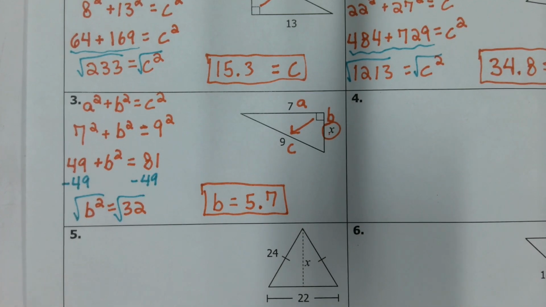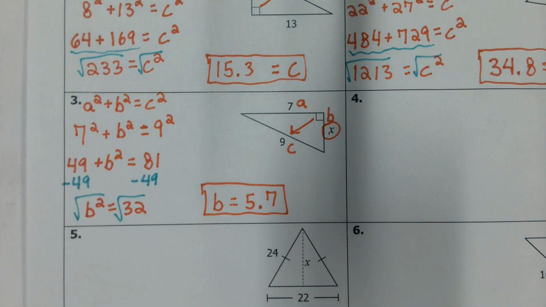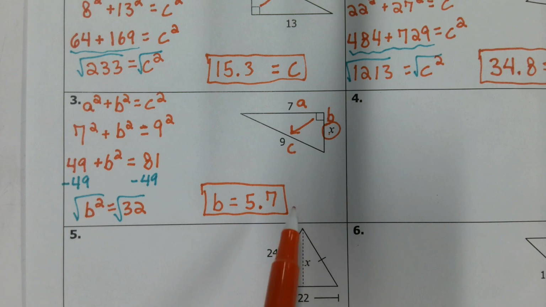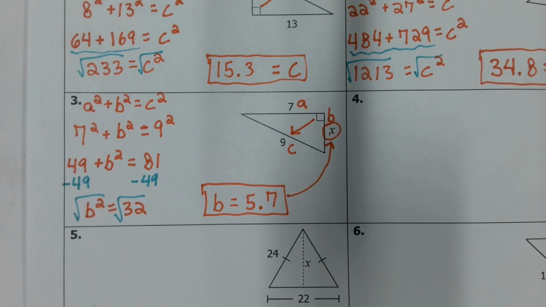And again, here we were finding the leg. So I know this needs to be smaller than 9, and 5.7 is indeed smaller than 9. So that missing leg here has to be 5.7, approximately.